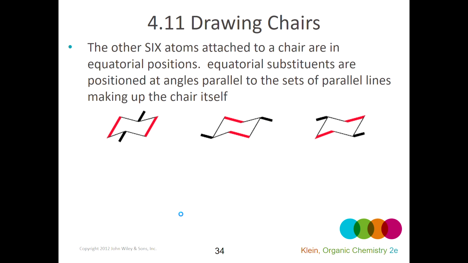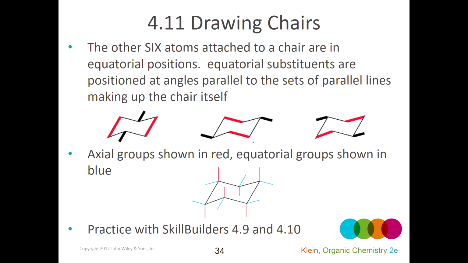There's also positions called equatorial positions, and when I draw my chair, there are 6 of those. So every carbon on the ring has an axial group, and every carbon on the ring has an equatorial group. If those are all hydrogens, that would just be cyclohexane, but other substituents can be connected to any one of these positions on the ring. So practice drawing chairs, practice getting these things drawn at the right angles.